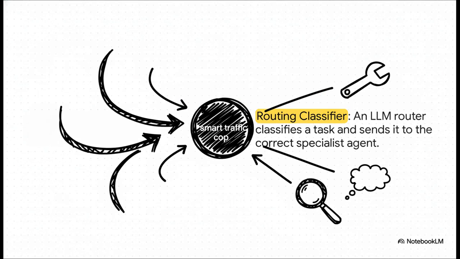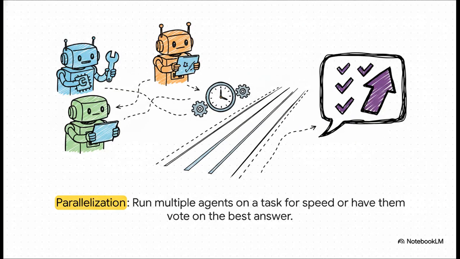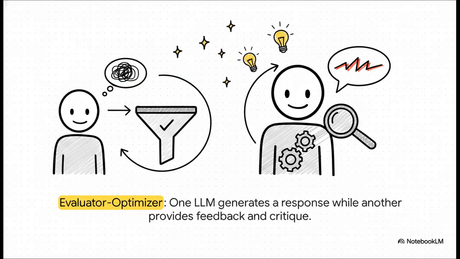Next up is the routing classifier. Here, you use one agent as a smart traffic cop. It doesn't do the heavy lifting itself. Its only job is to look at an incoming request and route it to the correct specialized agent. This makes sure the right tool is always being used for the job. Simple, but so effective. We can also use parallelization. Why have one agent work on a problem when you can have 3? You can run multiple agents on the same task at the same time to get a result faster. Or, and this is really powerful, you can have them all vote on the best answer to improve accuracy and reliability.